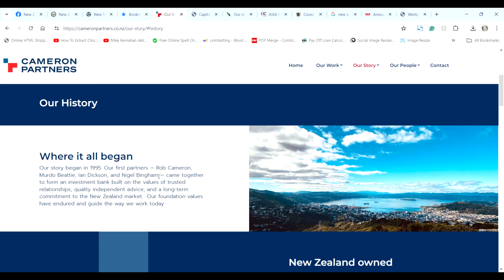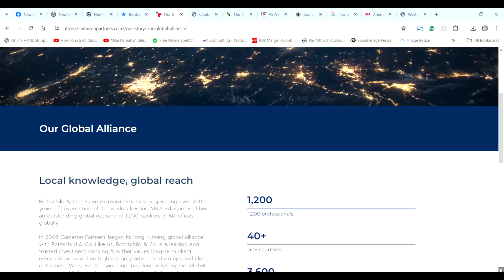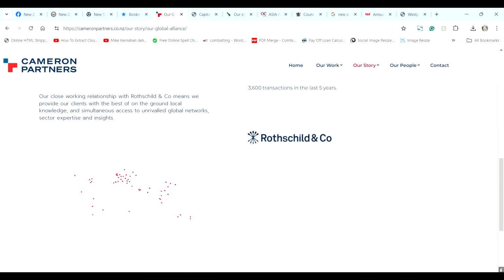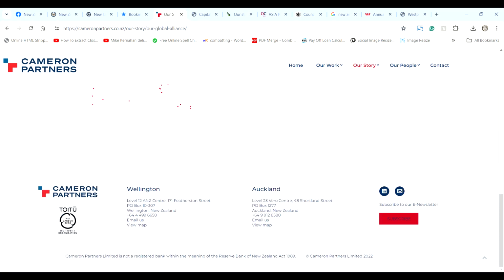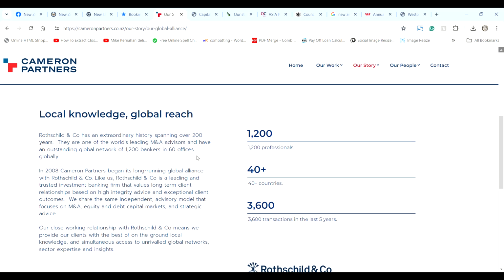Cameron Partners began back in 1995 as an investment advisory company, forming relationships with foreign investment banks, as per here, their global alliances. And at the moment, Cameron Partners of New Zealand are the official associates of Rothschilds and Co. In 2008, Cameron Partners began its long-running global alliance with Rothschilds and Co. Like us, Rothschilds and Co. is a leading and trusted investment banking firm that values long-term client relationships based on high integrity advice and exceptional client outcomes. So, Cameron Partners is only an investment bank because it's affiliated to one.